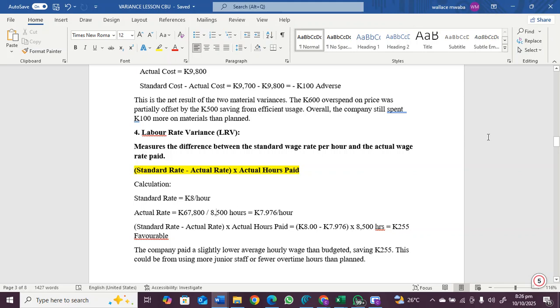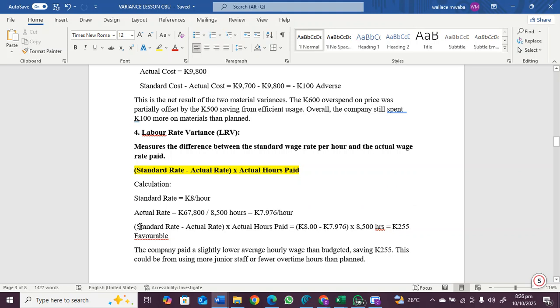To get the actual rate that was paid for the labor, we need to get the total labor cost divided by the total number of hours. They told us the total labor cost was 67,800. Labor was paid for 8,500 hours. So the actual labor rate was 7.976 per hour.